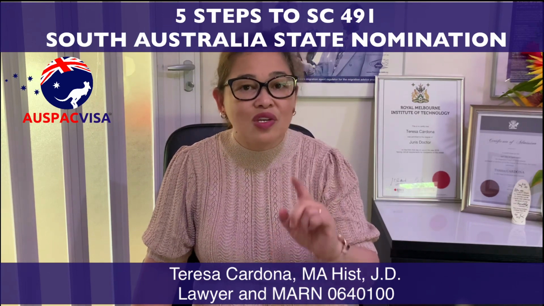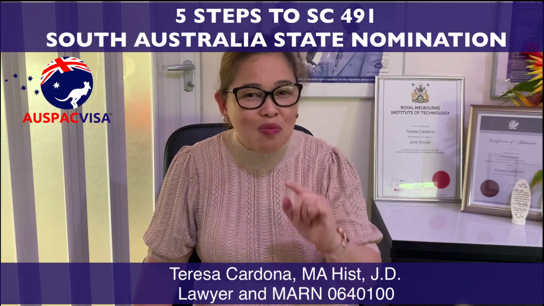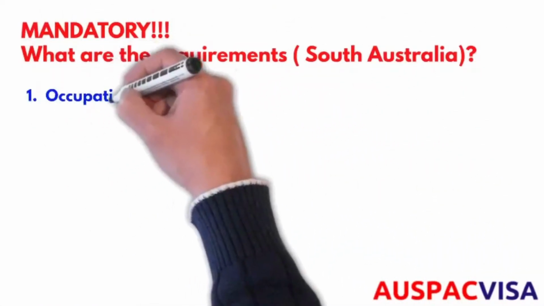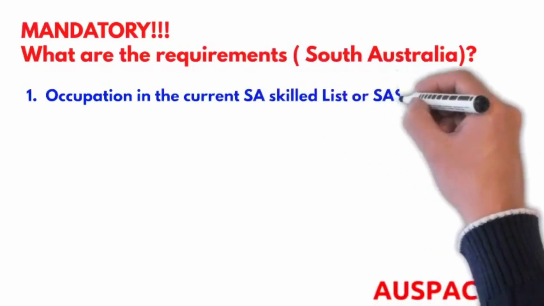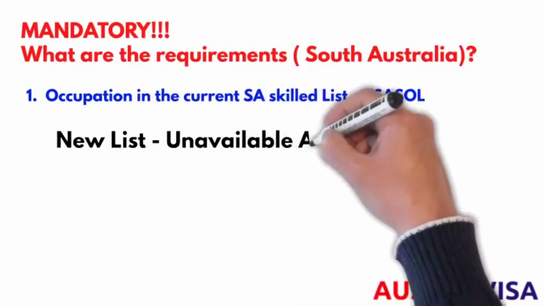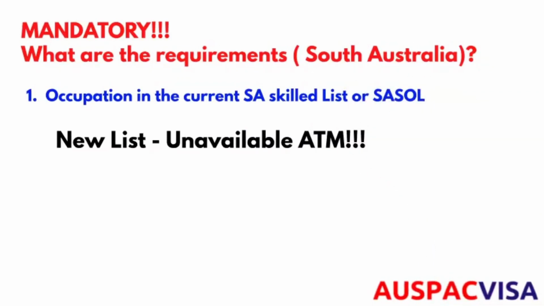In here, you will have to make sure that you meet the 2 mandatory or eligibility requirements that South Australia wants. Now, what are those? Okay. One is that you must have an occupation in the current South Australian skilled list, or the SASOL.